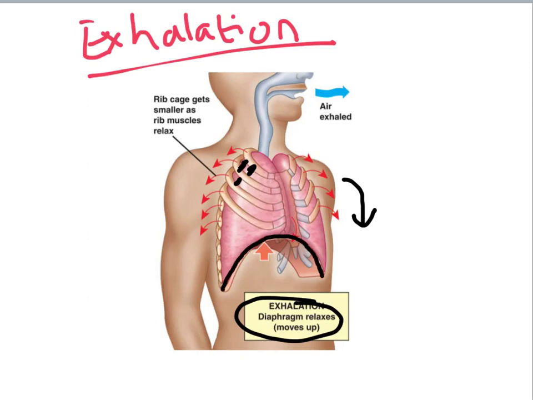And what this ultimately means is that the pressure inside the thoracic cavity now increases. So if we imagine, we're now squashing all of the air particles into a smaller space. And by doing this, the air is going to be forced out of the lungs. So again, the key part of this phase is that the muscles relax.